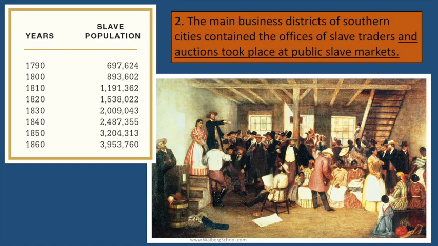The main business districts of the southern cities contained the offices of slave traders, and auctions took place at public slave markets. This is actually true even as far north as Kansas City on the Missouri side, which of course was a slave state. You can go to places down in Westport today. There's a real famous bar down there called Kelly's, and up on the second floor you can see the silhouettes of slaves. It was believed that Kelly's was used as an auction house before the Civil War, and you can see some of those legacies in our own city today.